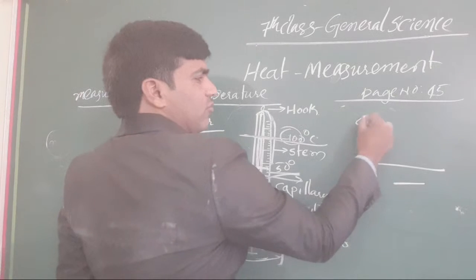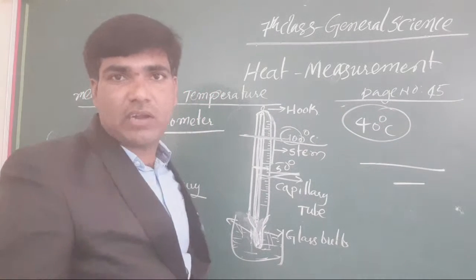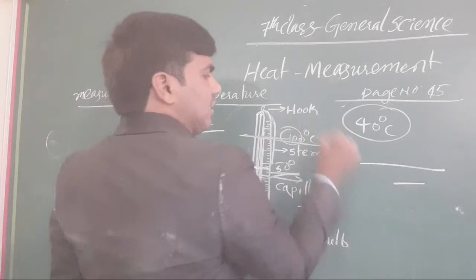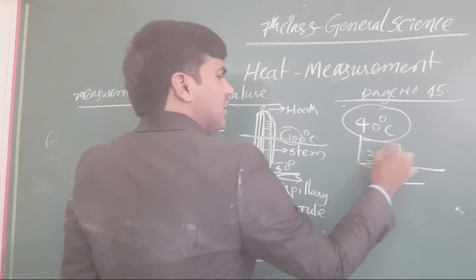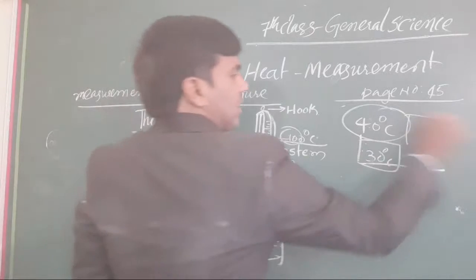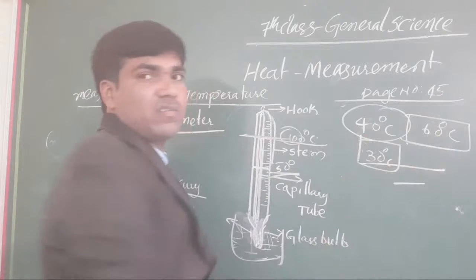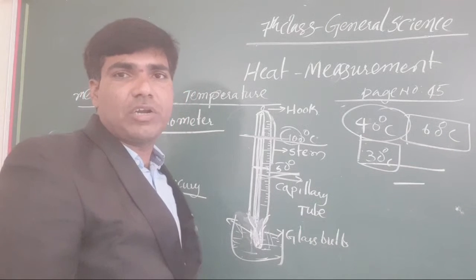Cold is nothing but also relative. Suppose there is one body at 40 degrees centigrade. Is it cold or hot? You can't say. When there is one more body in contact with this body at 30 degrees centigrade, it is hotter than this 30 degrees. One more body in contact with this body at 60 degrees centigrade, it is colder than the 60 degrees. Like that you have to measure the temperature. I hope you got it.